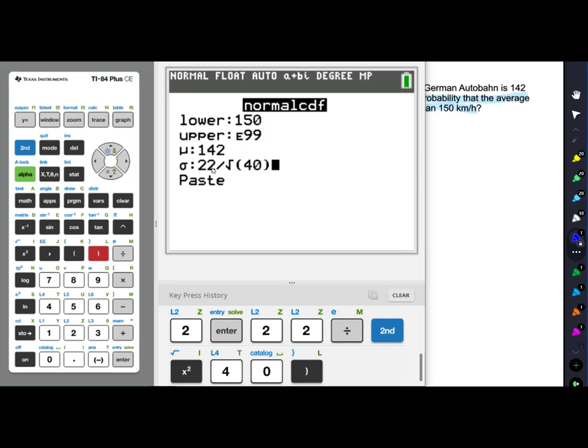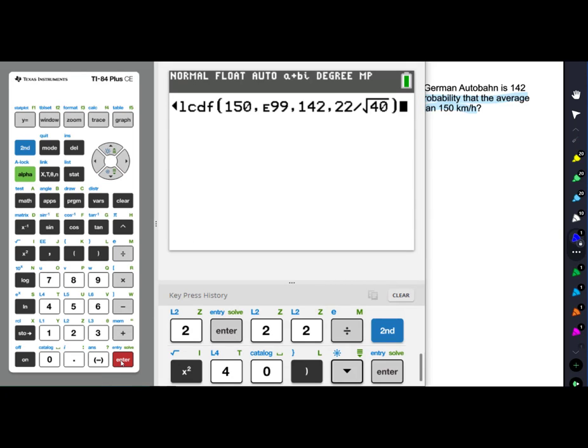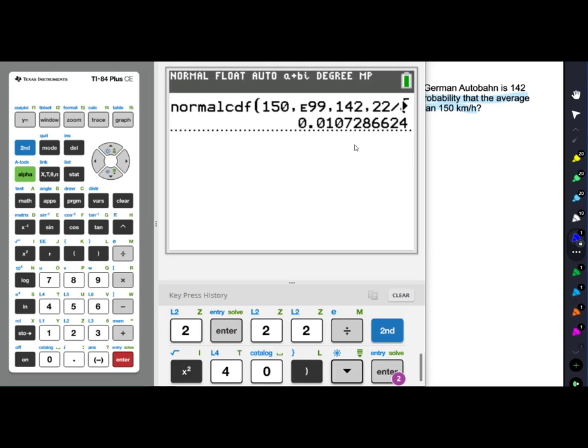Now, it looks a bit weird that you're typing in a calculation as an input, but the calculator will know what you mean. It'll understand that you want to find 22 divided by the square root of 40 first, and then actually use that value within the normal CDF function. So it'll be fine. Come down to paste, press enter, enter once more, and it will calculate the probability for us. So 0.0107 is our final answer.